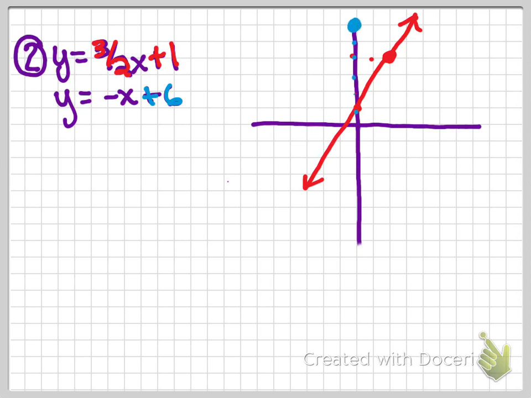Because that's the y-intercept. And then from there, we need to graph the slope. Well, again, we have a negative x. Negative x is the same as negative 1x. So we're going to go down 1 over 1, down 1 over 1. And we know that's another point on the graph. I can go again, down 1 over 1, down 1 over 1, down 1 over 1. And that has to be the line.